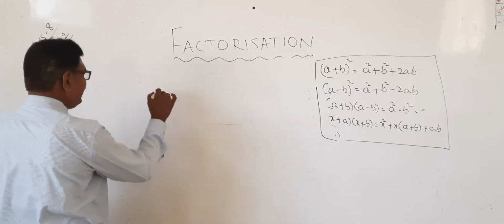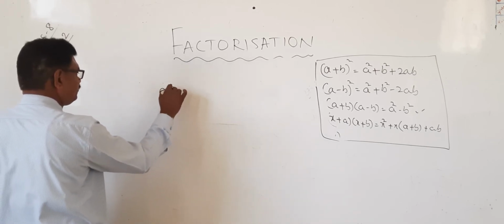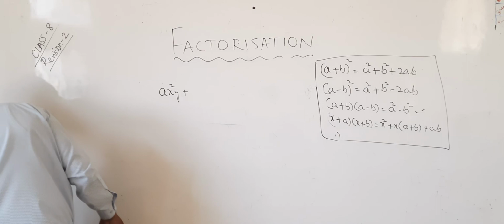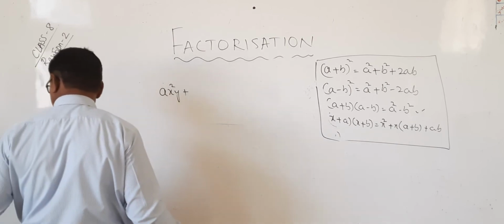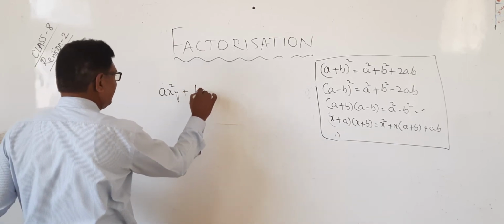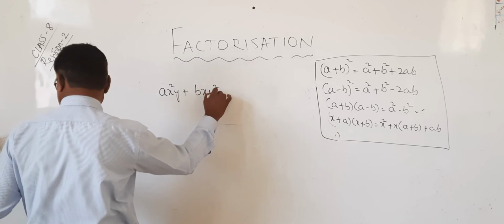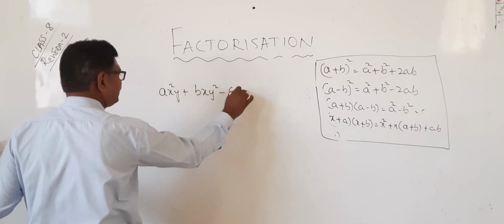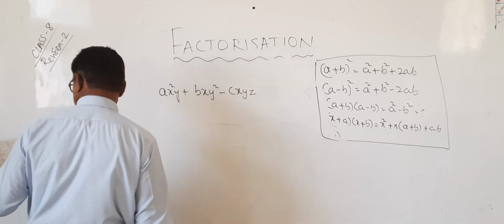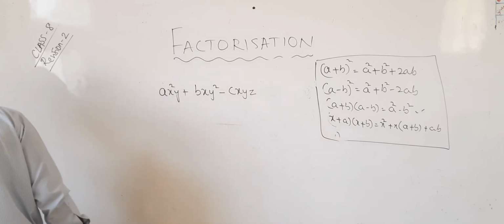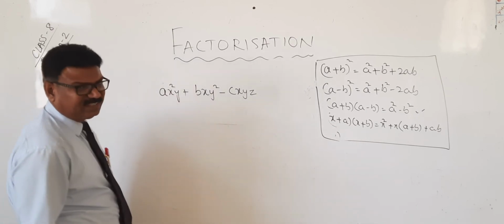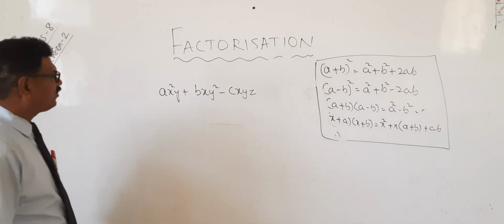ax square y plus bxy square plus cxyz. Yes. How to factorize this? It is only a 1 mark question.